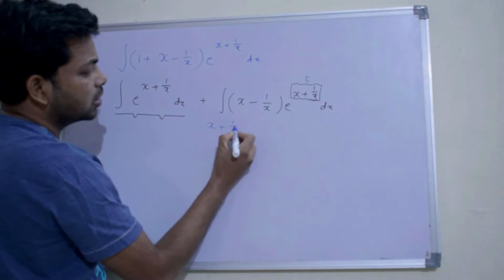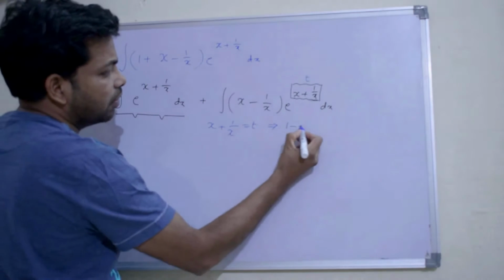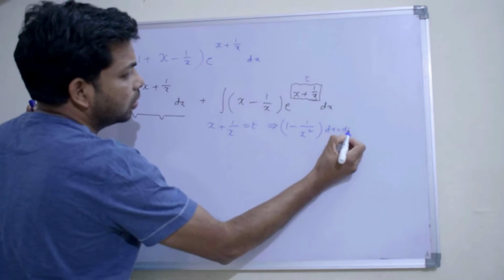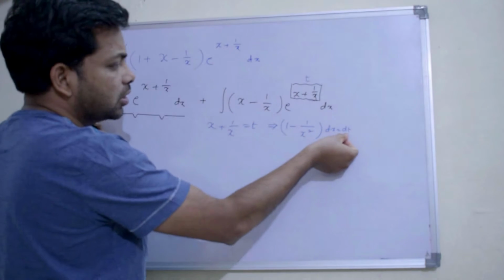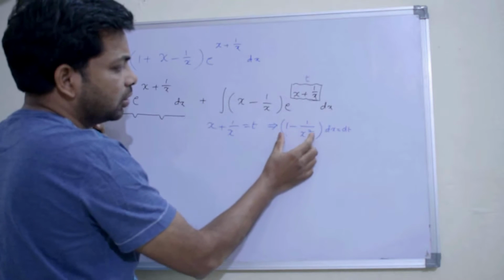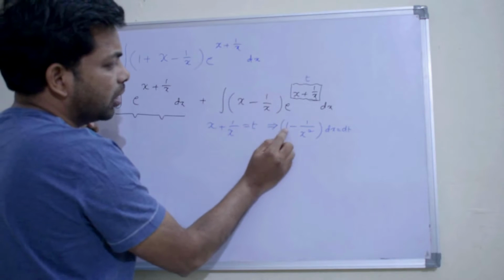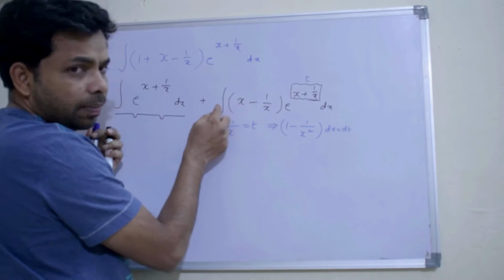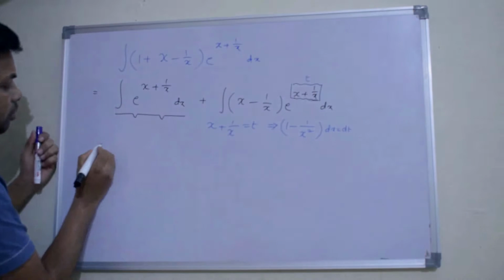x plus 1 by x, if I say t, its derivative is what? x derivative 1, 1 by x derivative minus 1 by x square. So 1 minus 1 by x square dx is equal to dt. And 1 minus 1 by x square is the function we need in this integration, right. So here we have x minus 1 by x, but I want 1 here and 1 by x square here. So what I will do, I will take x common. Here you will get 1 and here you will get 1 by x square. So that we have to do now.